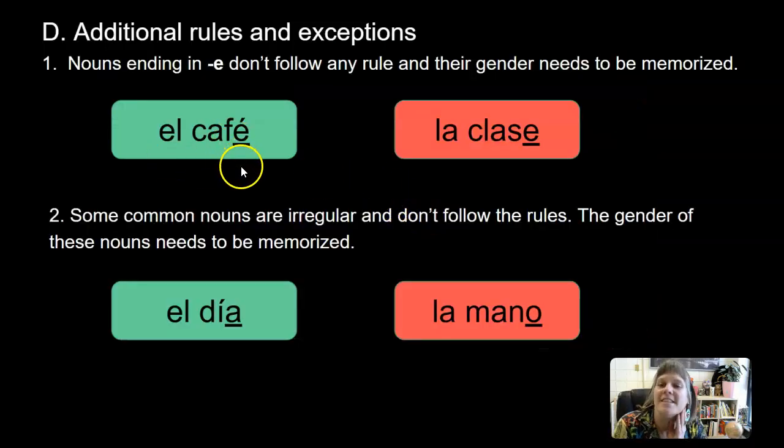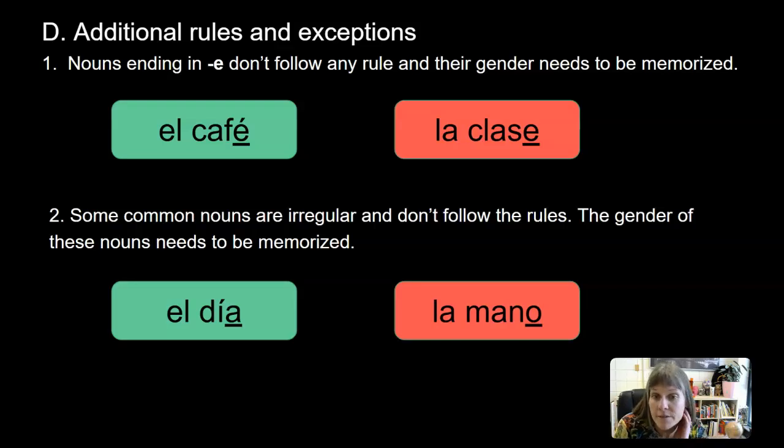Okay. Nouns ending in E don't follow any rule, and their gender needs to be memorized. So this is what I was talking about. Again, if you get your list, don't even worry about whether it's masculine or feminine. Just memorize el café, and you'll know that it's masculine. That comes in handy when nouns end in E and can be masculine or feminine. If I can't remember, I'd be like, el clase de matemáticas, la clase de matemáticas. I'll usually say it out loud and think, I think this one sounds like it fits. Does that always work? No. But it's just a way to try to memorize.